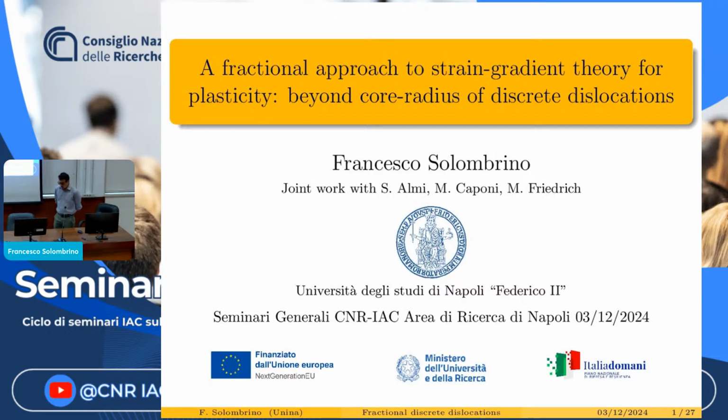This is a joint work with Stefano Almi of the University of Naples, Maicol Caponi, now in L'Aquila, and Manuel Friedrich, who is professor in Erlangen in Germany. And what we are going to present is some, for sure, variational calculus, for sure, continuum mechanics, and some asymptotic approach to deduce some toy models for strain gradient plasticity from fractional elasticity. I will clarify what I mean by that and what the advantages with respect to the traditional approaches are.